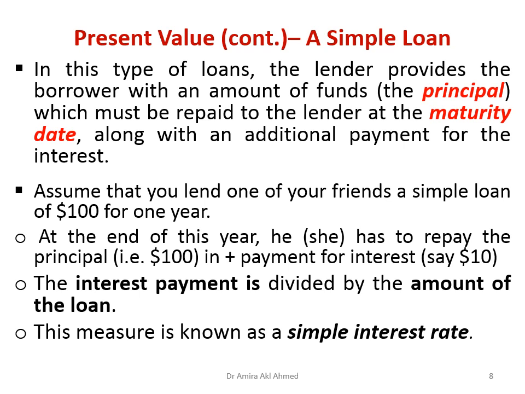For instance, assume that you lend one of your friends a simple loan of, say, $100 for 1 year. You would require him or her to repay the principal of $100 in 1 year's time, along with an additional payment for interest, say, for example, $10. In such a case of a simple loan, the interest payment divided by the amount of the loan is a natural and sensible way to measure the interest rate. This measure is known as a simple interest rate.